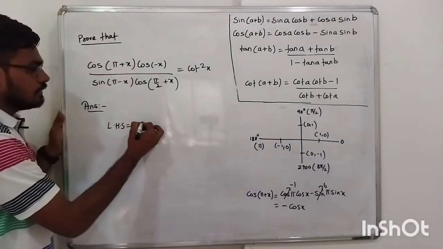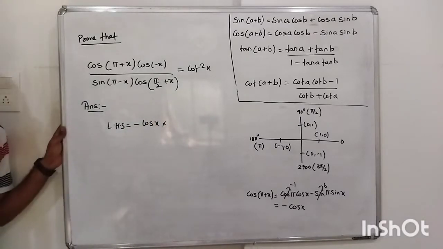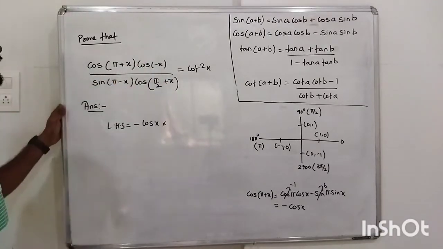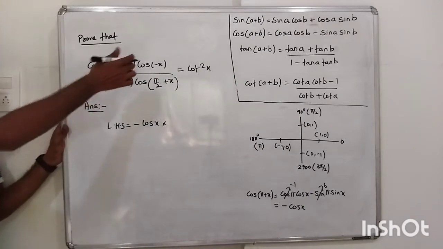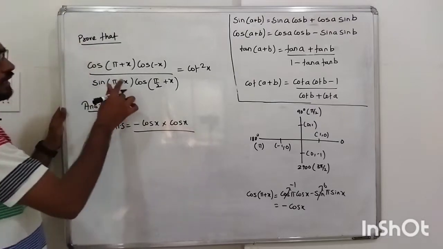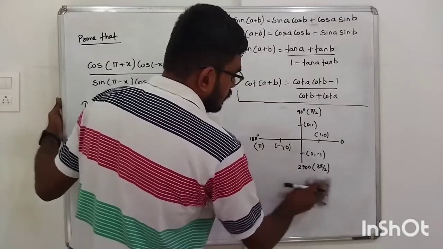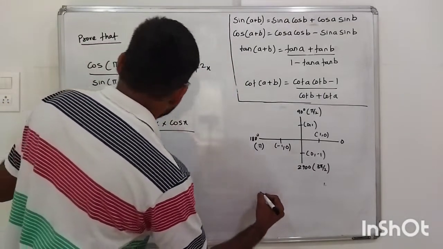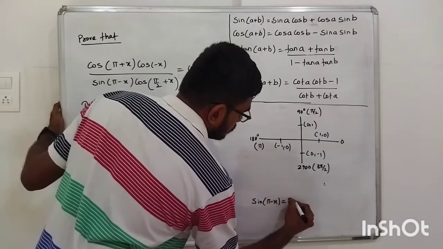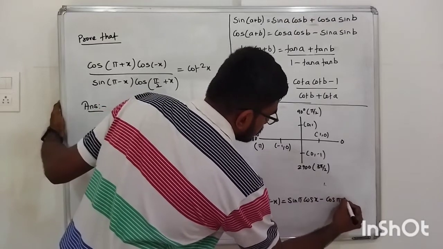So in place of cos of pi plus x, I can write minus cos x into cos of minus x. We have already discussed this: whenever there is minus x, for cos and sec the sign disappears, and for the remaining the sign comes out. Here the sign disappears, so we get cos x. Next, sin of pi minus x, which we can find here: sin pi cos x minus cos pi sin x.